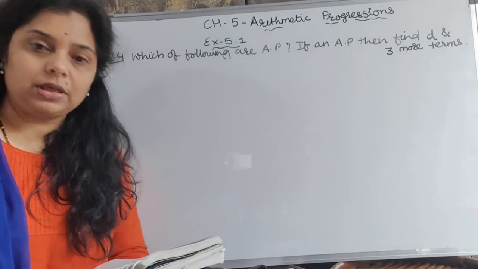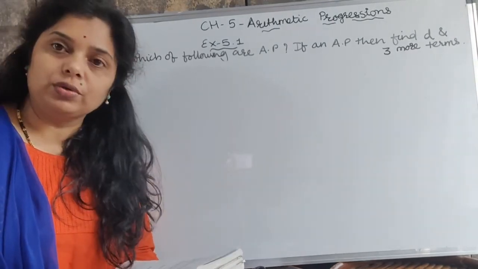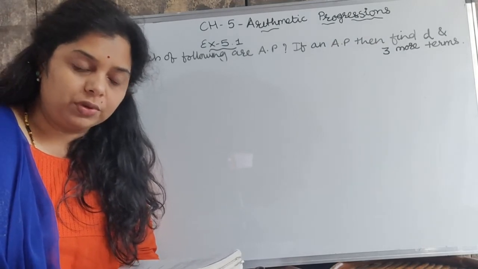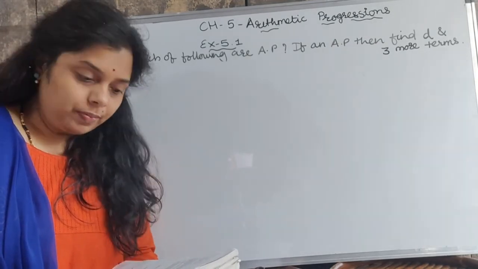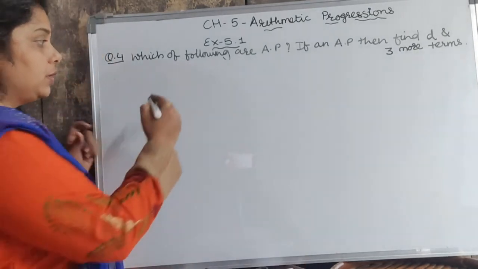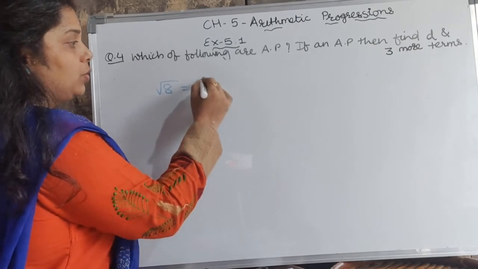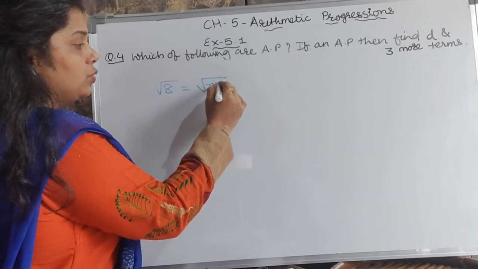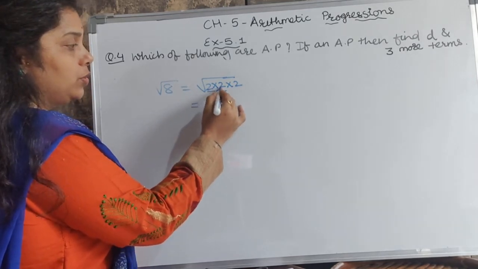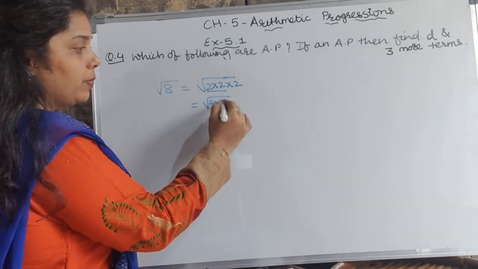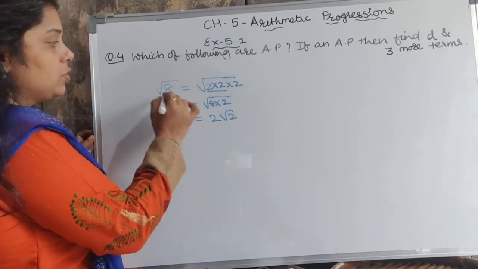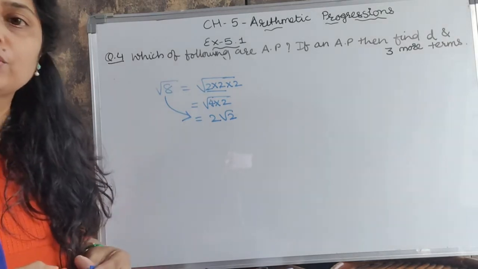Now the next one, again it is easy, so I will explain to you. Root 2, root 8, root 18, root 32 and onwards. Root 2 is the first term. Second term is root 8. How can we write root 8? Can I write root 8 as 2 into 2 into 2? So it is root 2 into 2, 2 into 2 is 4, and root 4 is equal to 2. So left is root 2. So root 8 we can write as 2 root 2.